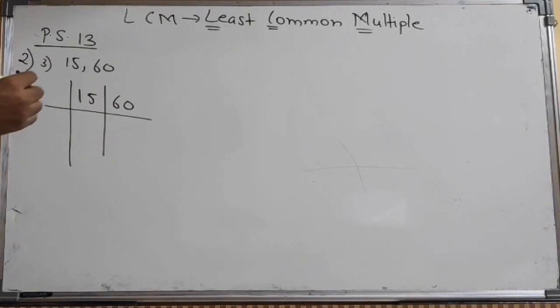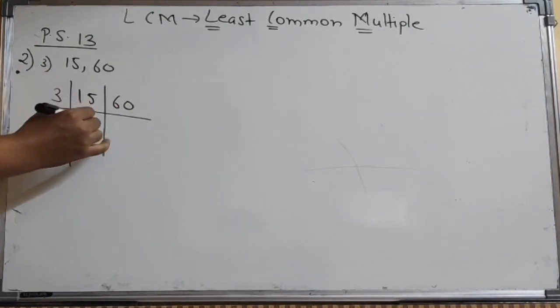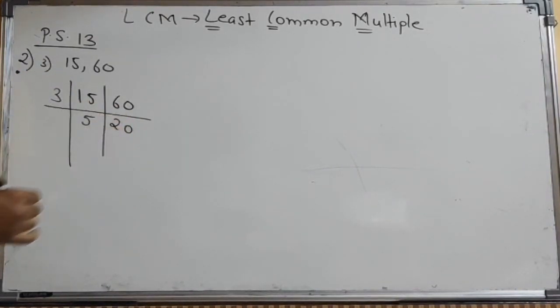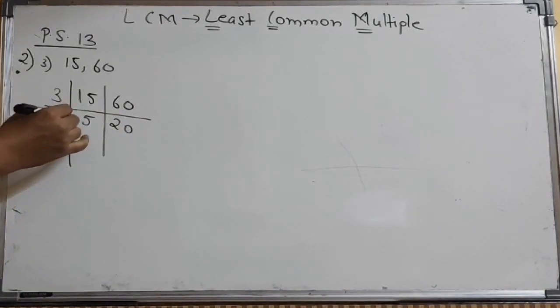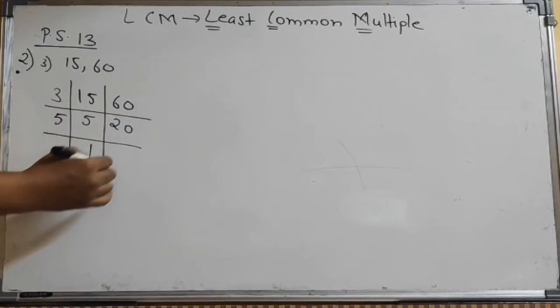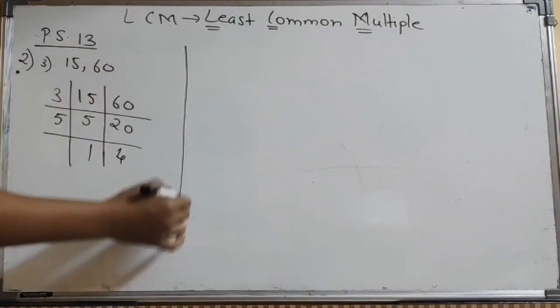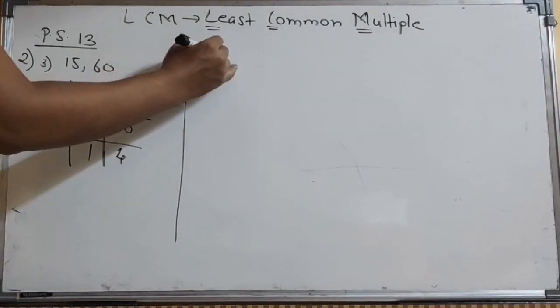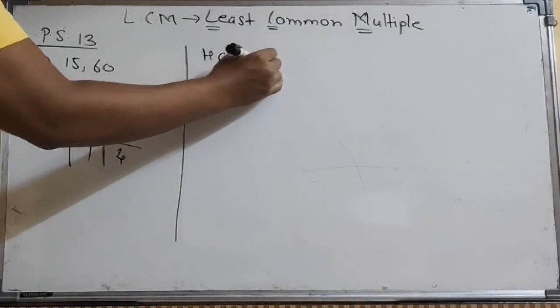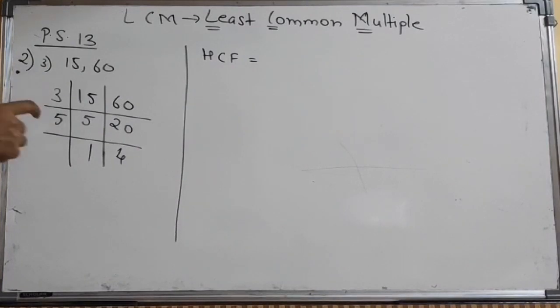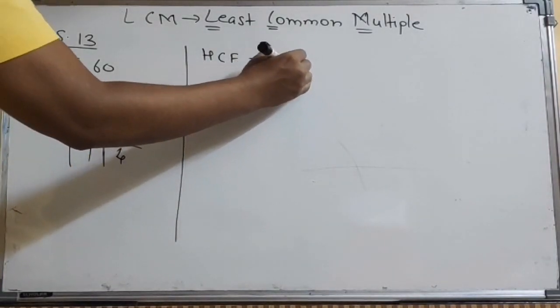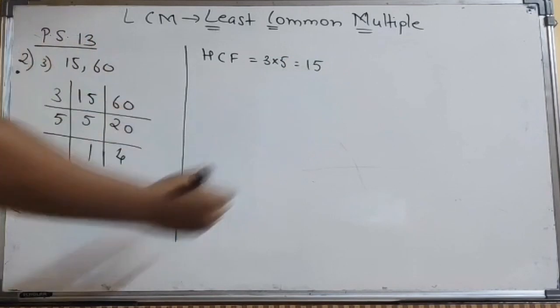15 and 60. This goes in the table of 3. 3 5s are 15, 3 20s are 60. Then this goes in the table of 5. 5 1s are 5 and 5 4s are 20. Okay, we cannot further divide these numbers with a common prime number. Now, let us see what the HCF is. HCF is 3 into 5. 3 multiplied by 5, that is equal to 15.